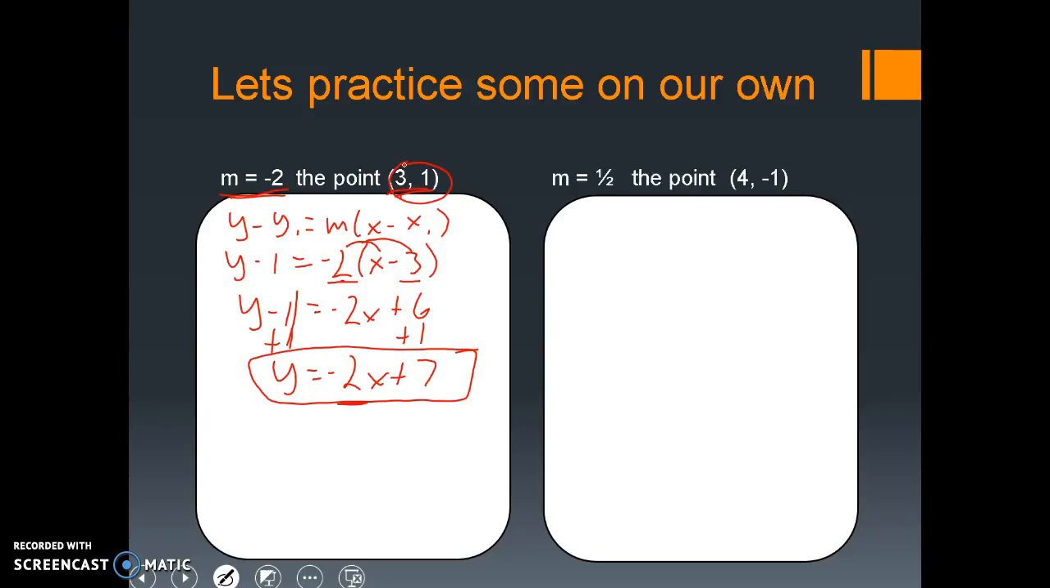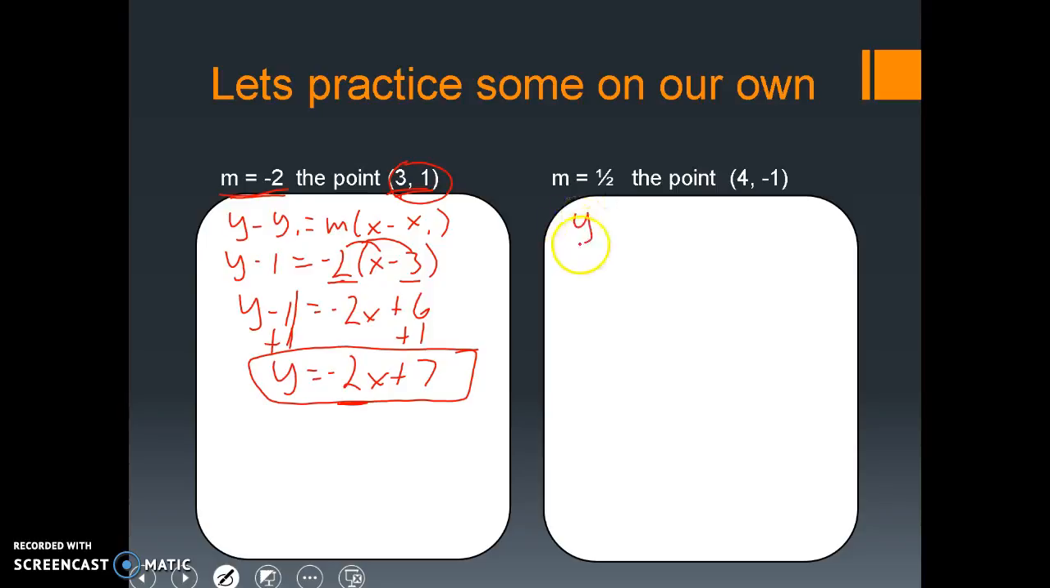So let's try the same thing with this point. This is a little bit more difficult because we have a slope that's a fraction, and we have a negative as part of our point. Our y value is a negative 1. So again, pause the video, see if you can work this through on your own, and then start the video and make sure that you have it correct.